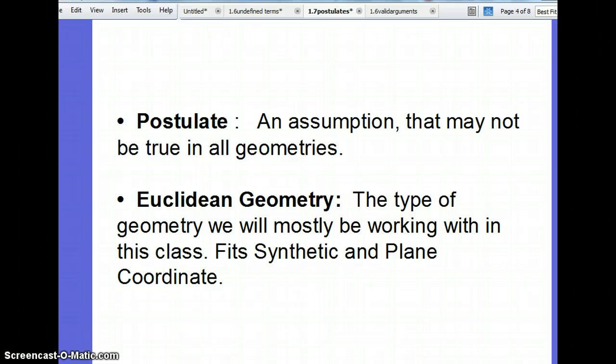A postulate is an assumption, and it may or may not be true in all geometries. A postulate is simply something that we are going to assume to be true. And sometimes that gets you in trouble, but these are going to be assumptions. Euclidean geometry is what we're going to be working with, and again, it fits synthetic and plane coordinate geometry. It fits that idea.